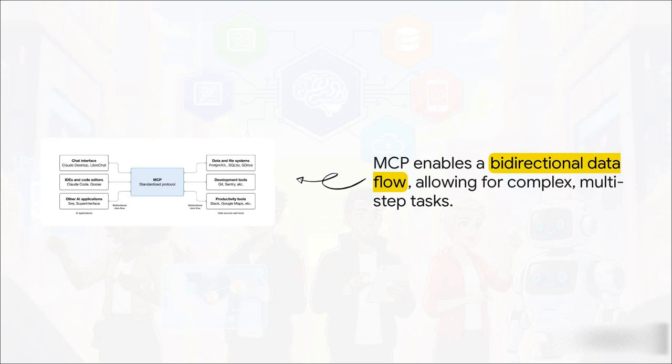It's not just a simple one-and-done request and response kind of thing. MCP allows for a stateful, bidirectional data flow. That means the AI and the tool can have a real, ongoing conversation, passing information back and forth. And that is absolutely critical when you're trying to pull off complex multi-step tasks.